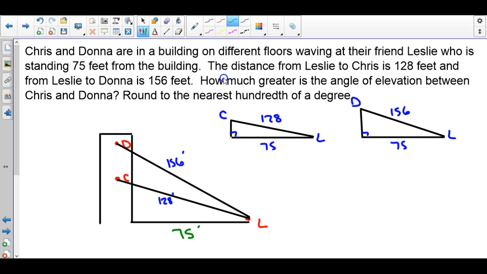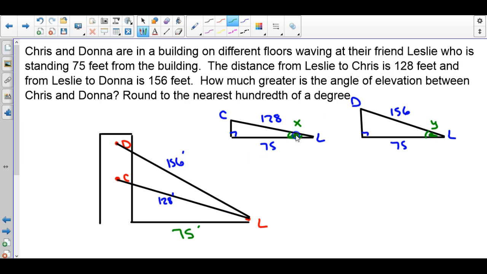So what we want to do is look at how much greater is the angle of elevation between these two. So I'm going to be solving for this value here. So I'm going to be looking at not my opposite side, which is basically saying I don't care how much higher up on the building one is than the other. We're going to be focusing on the angle of elevation in both of these cases. So in this first one, I'm going to call it x, and in the second one, I'll call it y.